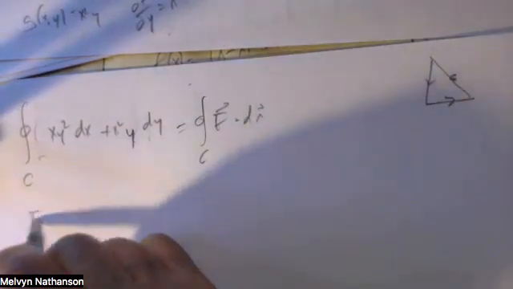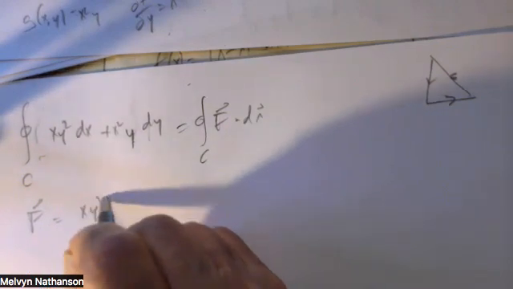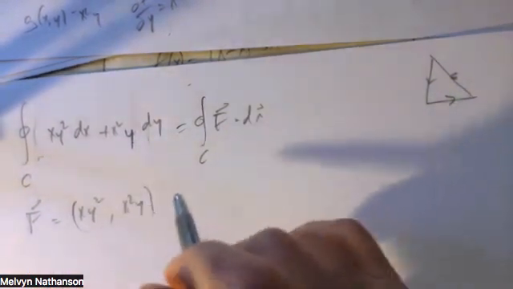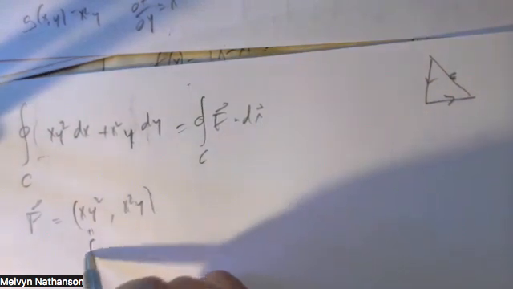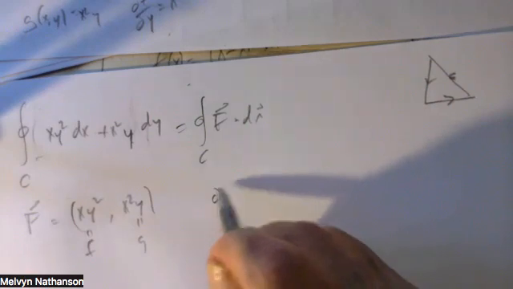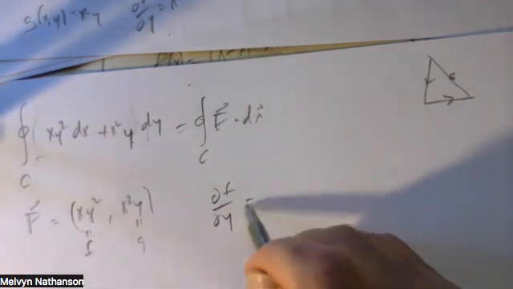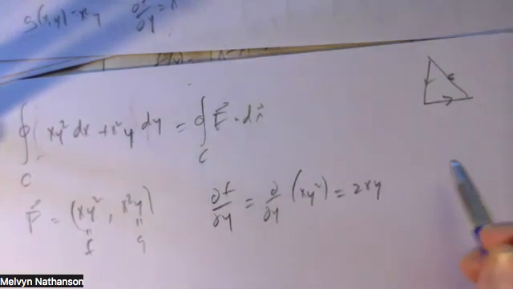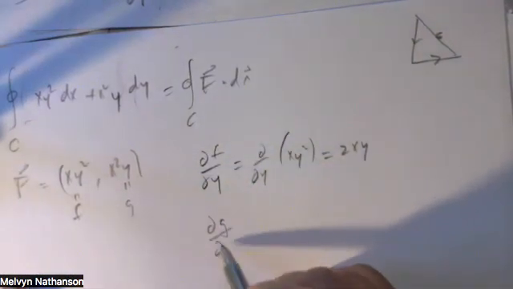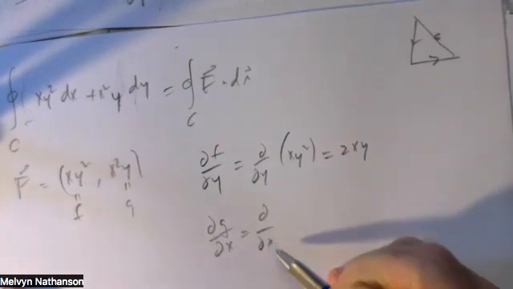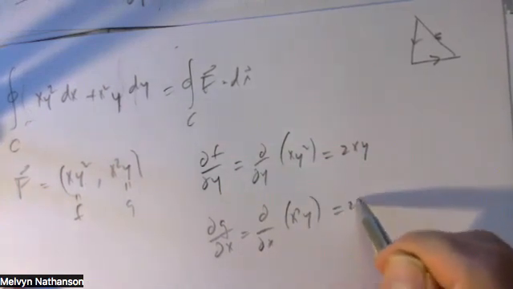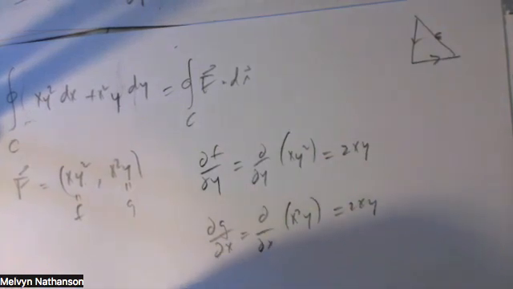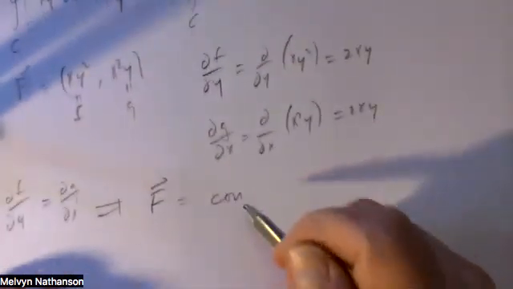And what is the vector field? The vector field had components xy squared, x squared y. And so this is the little f and this is the little g. Now, if I take the partial of f with respect to y, that's the partial with respect to y of xy squared. That's 2xy. If I take the partial of g with respect to x, that's the partial derivative with respect to x of x squared y, that's also 2xy. So the partial of f with respect to y equals the partial of g with respect to x, which means F is a conservative vector field.